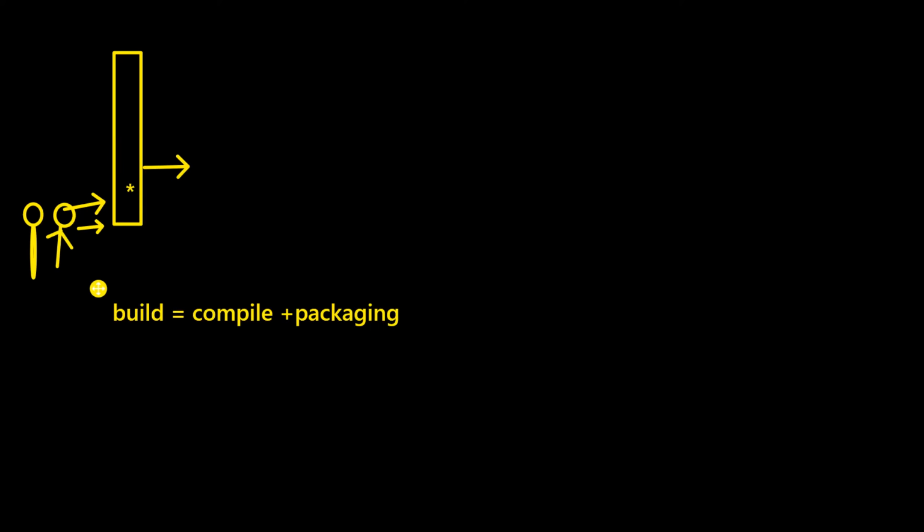What is meant by compiling? Let's talk about Java code. Developers write the code, which is called source code, the raw format. It is converted into executable code or binary code, which is called compiling. Converting source code into executable code is called compiling. Clear? Then what is packaging?